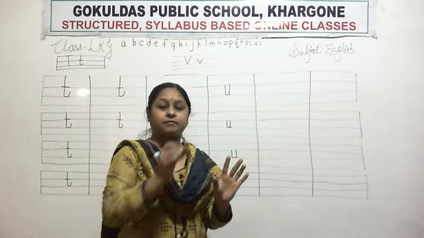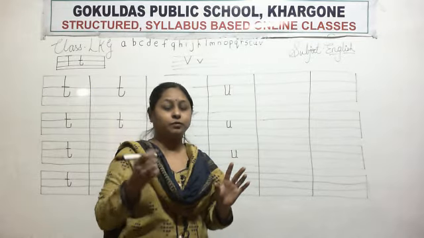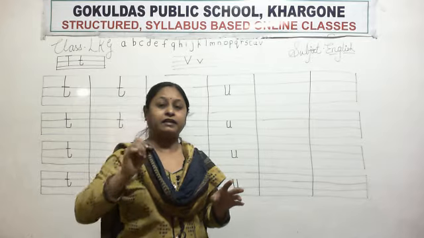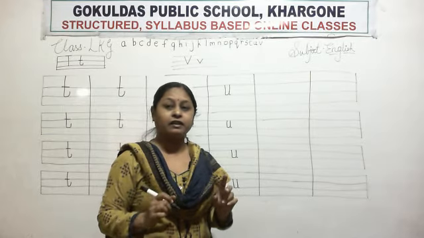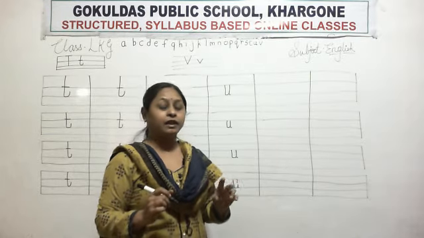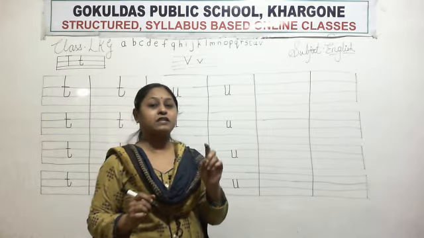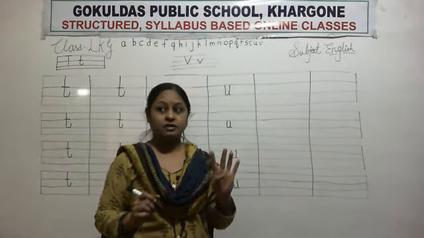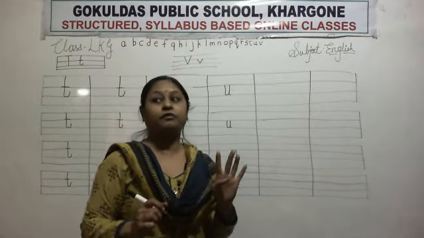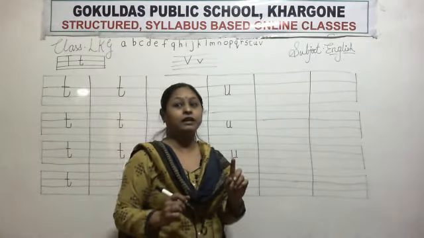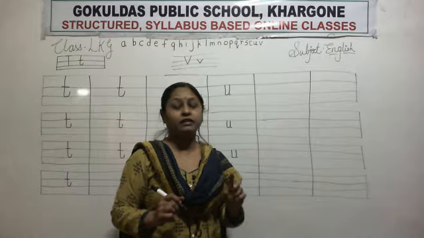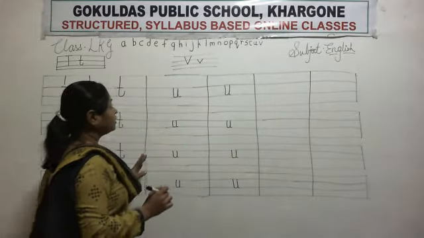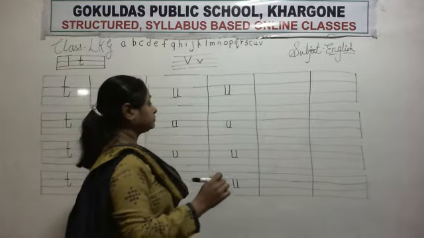You have to write the same: a slanting line from up to down, then a slanting line from down to up. Like this you have to write letter V. The difference is you have to write the small letter only in 2 lines, not in 4 lines. We write the capital letter in 4 lines, but the small letter only in 2 lines. Okay, so let us start.